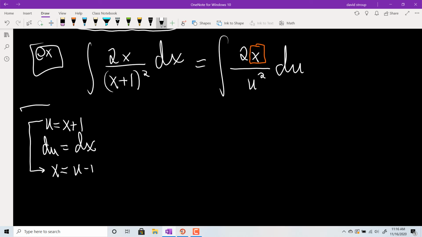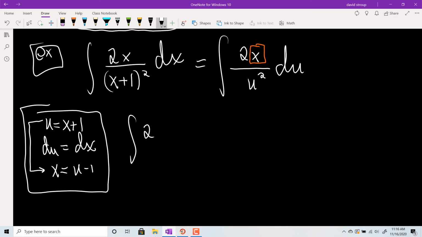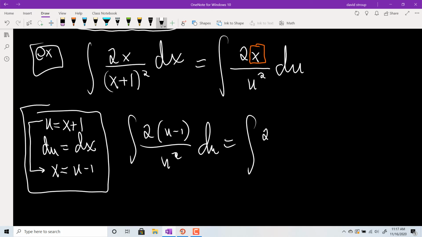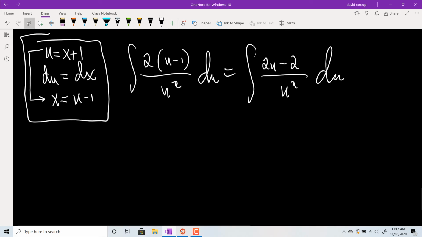And then you can go ahead and do your subs. So 2 times u minus 1 all over u squared du. And then you could rewrite this as 2u minus 2 all over u squared du. And then you could split that up, and you get 2u all over u squared minus 2 all over u squared.